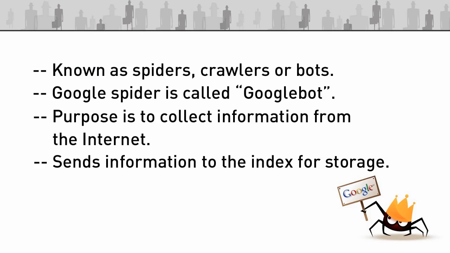The third piece of software that makes up a web search engine is known as a spider, a crawler, or a bot. In Google's case, it's known as the Google bot. Now, the purpose of the Google bot is to go about from link to link, following information and collecting it as it goes along through the internet. And what it does is send that information back to the index where it is stored and the algorithm is applied.